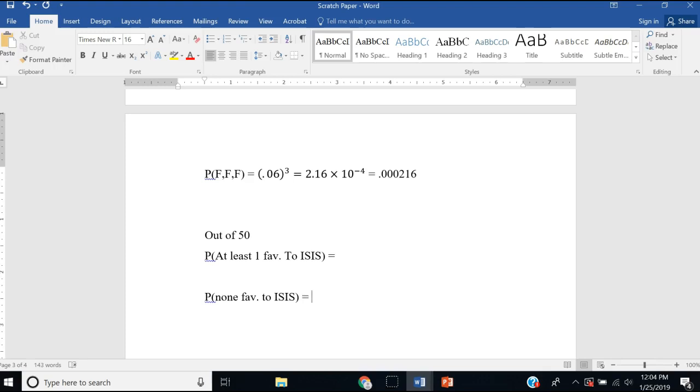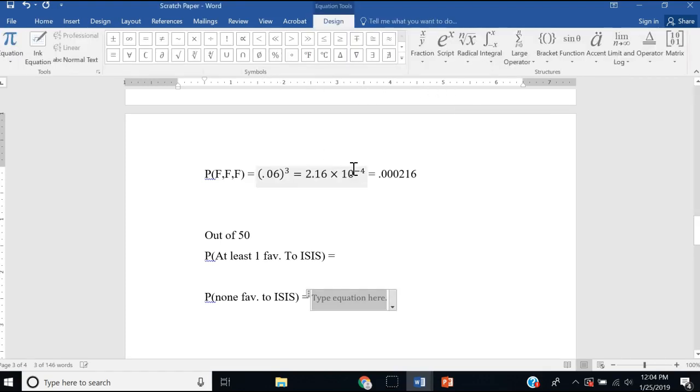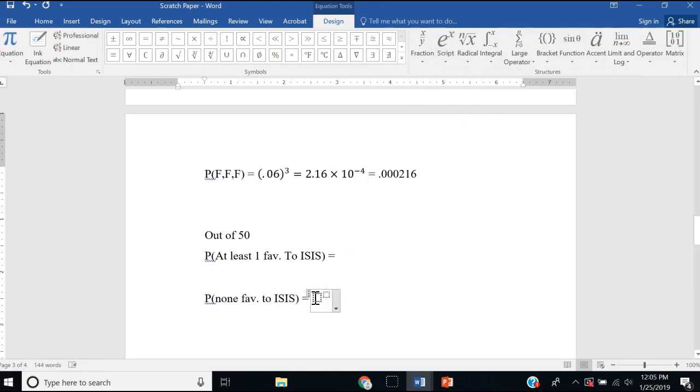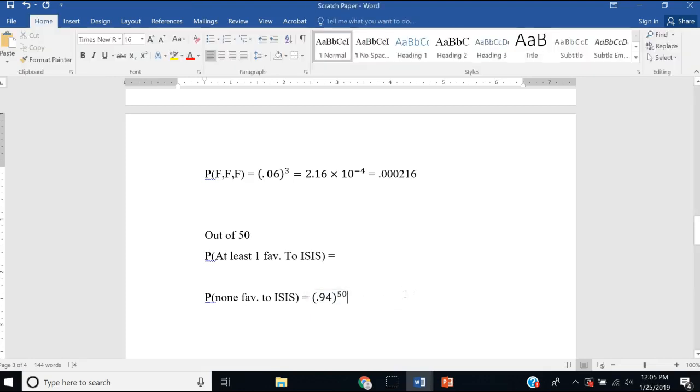Again, not being favorable to ISIS is a 94% chance. So again, the vast majority of Palestinians do not like ISIS. So what's the probability that every single one, all 50 of them, dislike ISIS? So 94% dislike ISIS. So we'd have to do that 50 times in a row.